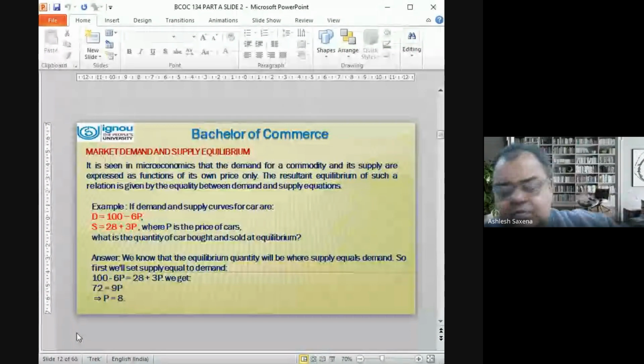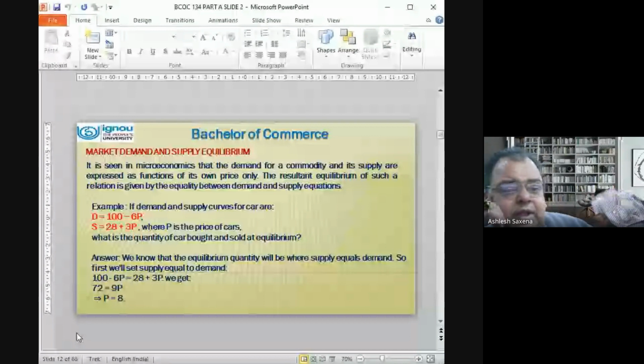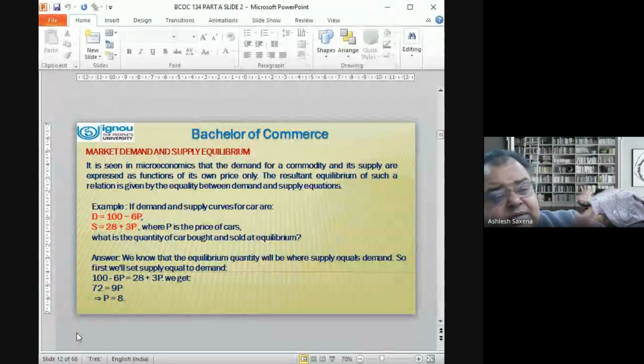Now we move to the second application, that is market demand and supply equilibrium. It is as the name suggests. There is a demand and supply. If demand and supply curves for a car are given to you, D is equal to 100 minus 6P, and your supply is 28 plus 3P, where P is the price of the car. What is the quantity of cars bought and sold at equilibrium?